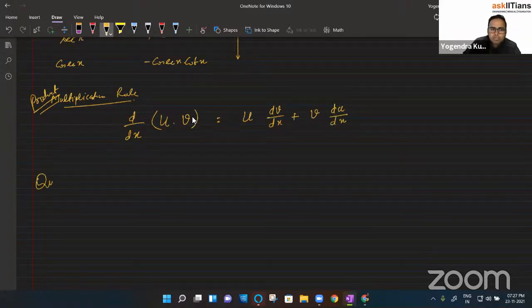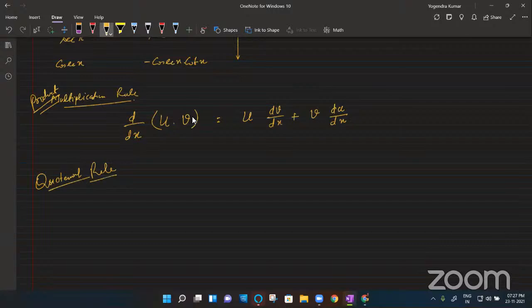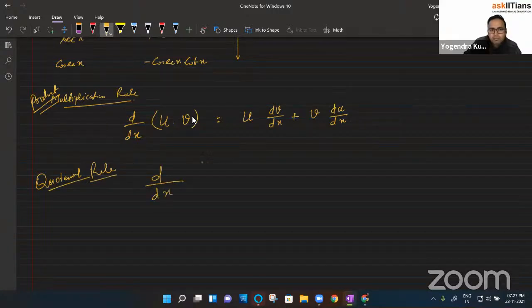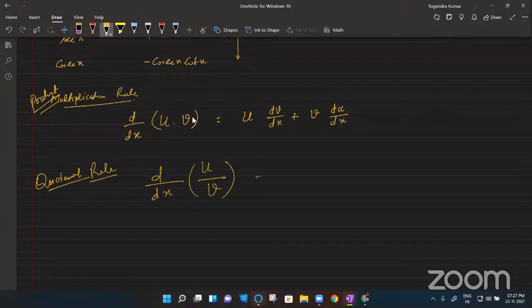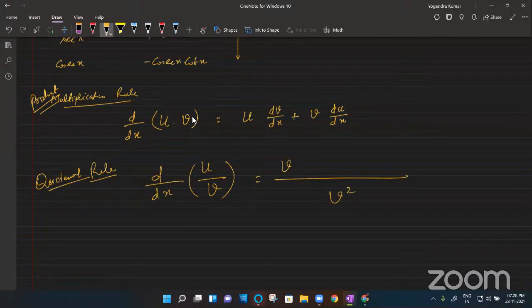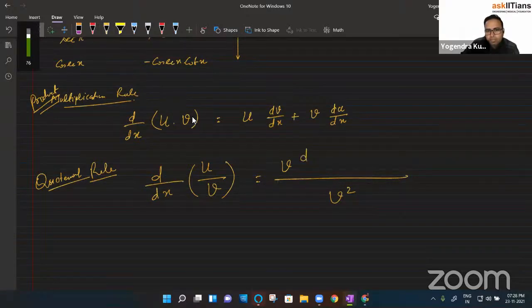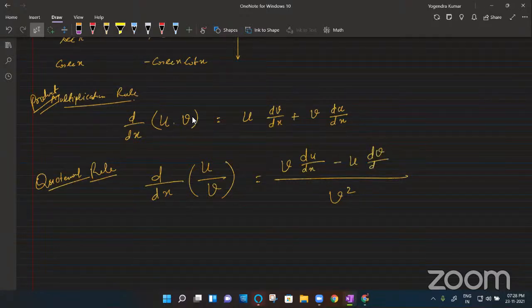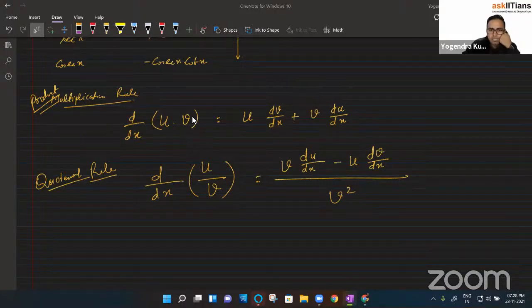Now, similarly, the quotient rule is there. That's the u by v rule: d upon dx of u by v is v square down. Denominator first, guys, remember: v into du by dx minus u into dv by dx, like that.